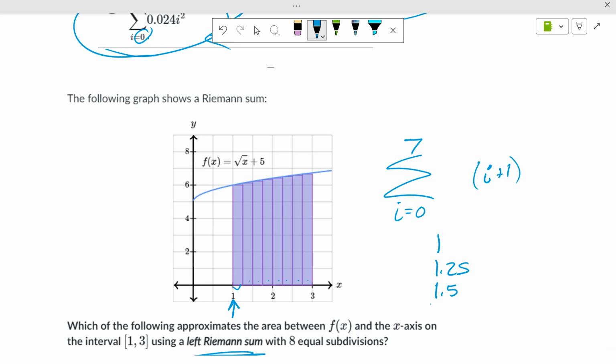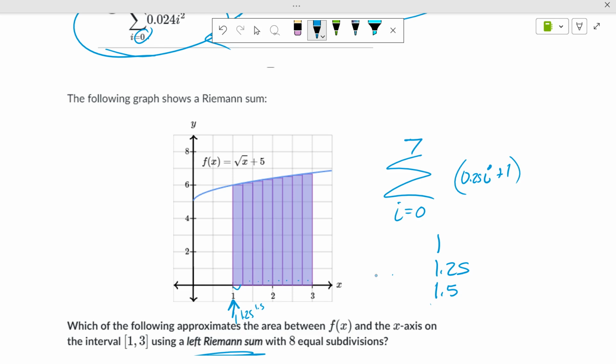How do I involve an I in there so I go over 0.25 each time? Well, it's going to be 0.25 I plus 1. Because if my first I is 0, I'm going to be at 1. If my second I is 1, 1 times 0.25 plus 1 is going to be 1.25, and so on. Okay? So now I get to be at 1, 1.25, 1.5, and so on.